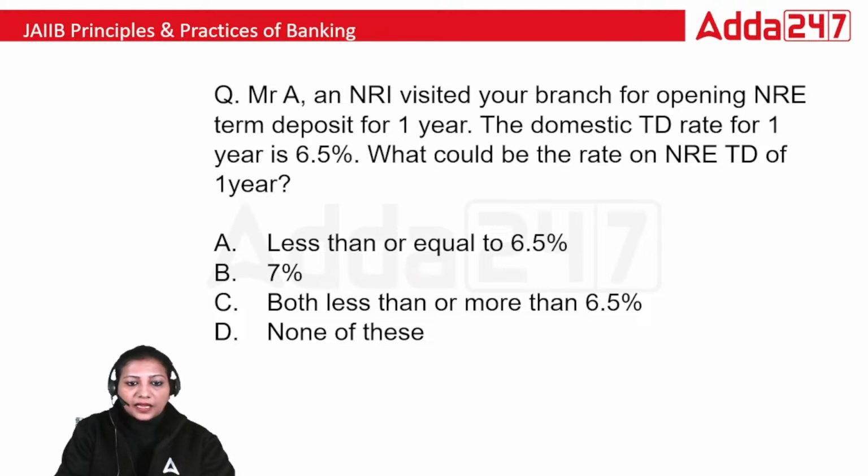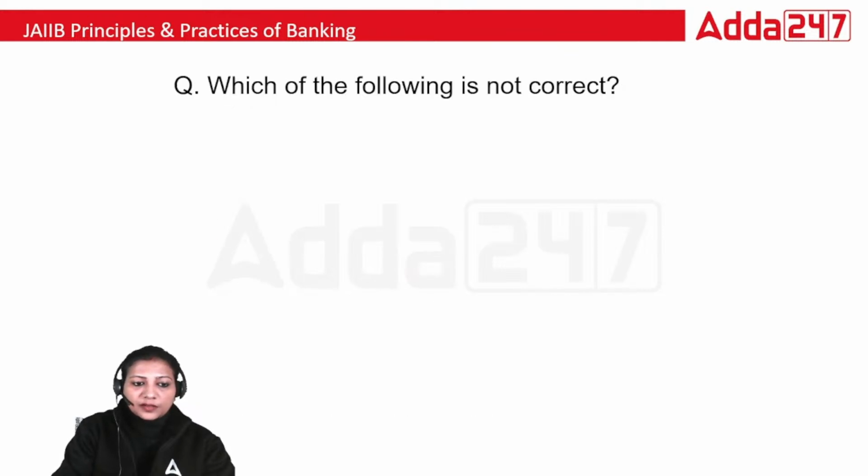Mr. A, an NRI, visited your branch for opening an NRE term deposit for 1 year. The domestic TD for 1 year is 6.5%. What could be the rate on the NRE TD for 1 year? Less than or equal to 6.5%, 7%, both less than or more than 6.5%, none of these. As we have seen, it will be less than or equal to 6.5%.